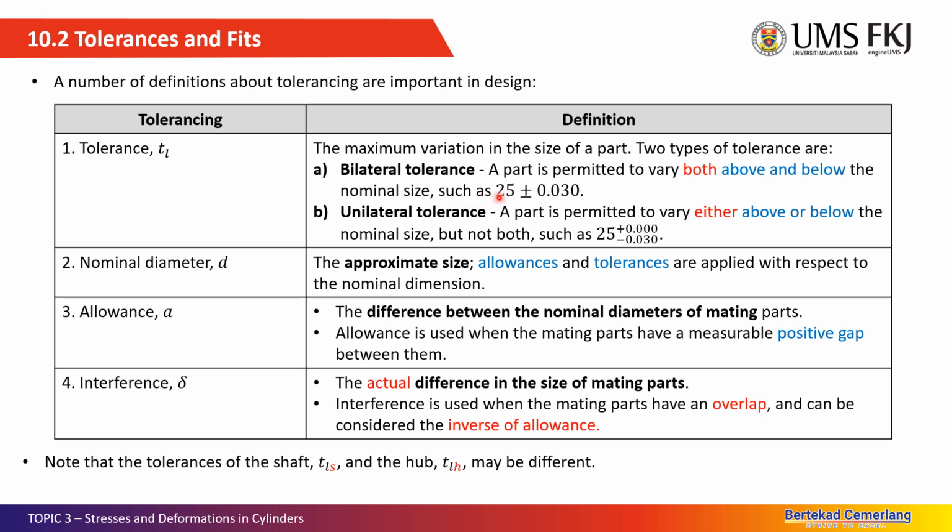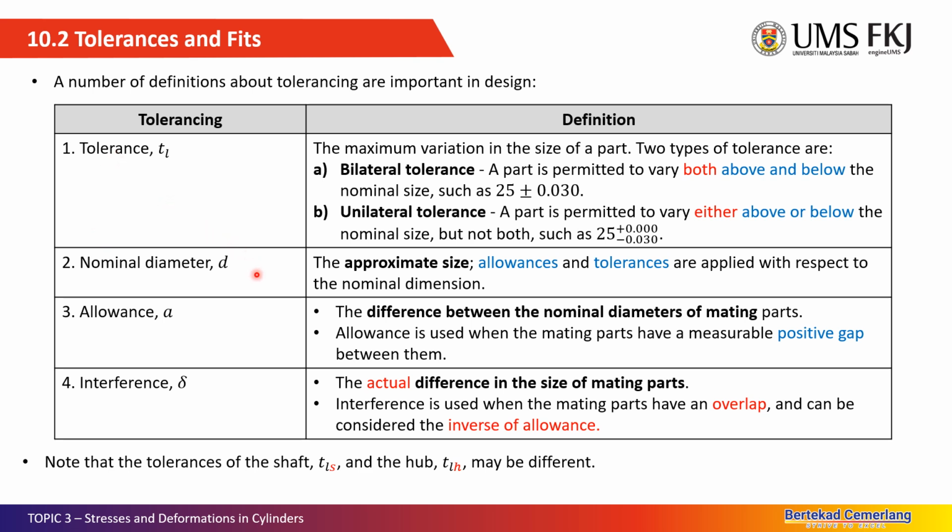For example, 25 plus minus 0.030. While for the unilateral, a part is permitted to vary either. It means only one, whether it's above or below the nominal size, but it cannot be both. For example, 25 plus 0.000 or minus 0.030. Okay, that one is about tolerance.